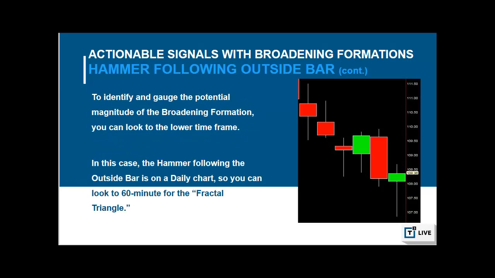To have identified and gauged the potential magnitude, you can look to the lower time frame. In this case, the hammer following the outside bar is on a daily chart, so you can look to 60-minute. Go down to the 60-minute for the fractal triangle and see it a little more clearly.